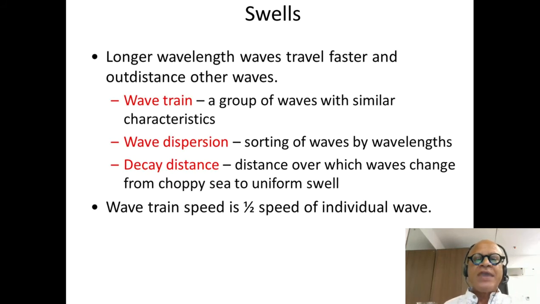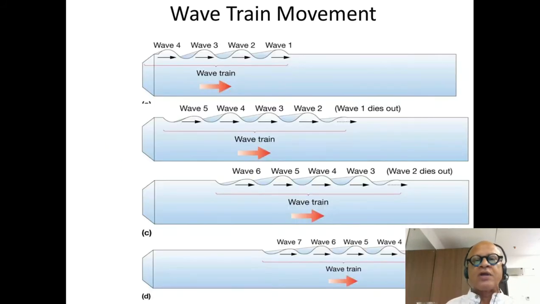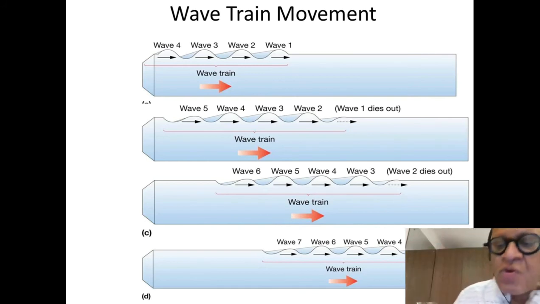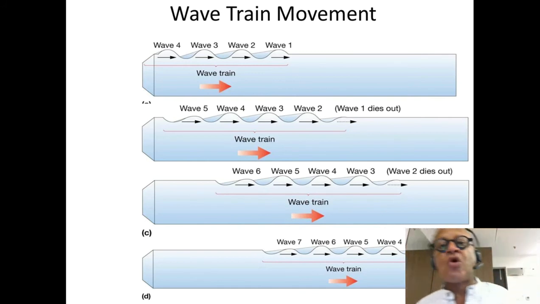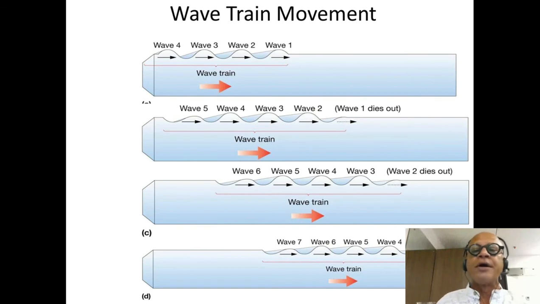Okay, so wave train speed is half the speed of an individual wave. What does it mean? You can probably do this experiment. If you throw a little stone in the pond, you can see that there is the waveform, and it seems like there is a wave train moving at a different speed than the individual wave. How does it work? This tries to explain it. If you don't understand it, don't worry about it, but if you want to learn more, you can go and find more animations and so on.